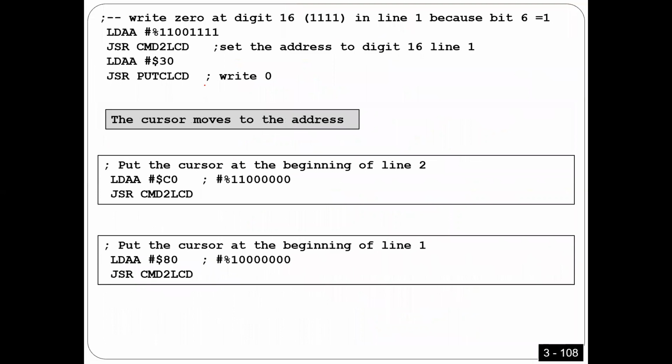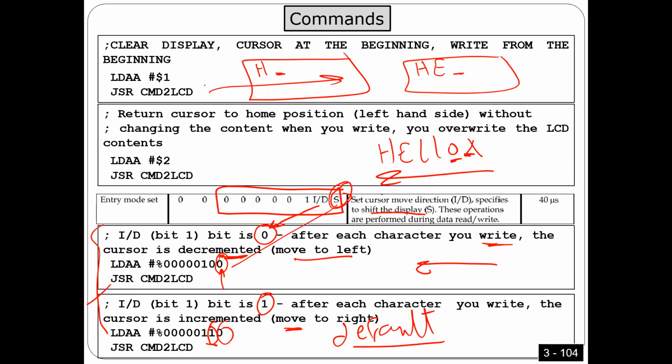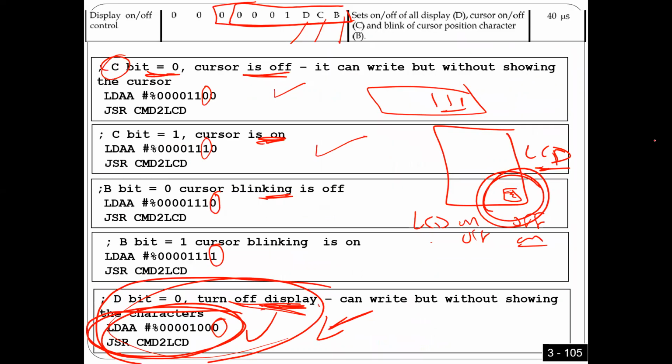So before I come to this, it is the last command I have. Let me summarize what I said in these commands, guys. Number 1, how can you clear the LCD? This command. Number 2, how can you return the cursor to the home position? This one. Number 3, do you need the cursor to move from right to left or left to right? Here I explained how you can turn the cursor on and off, how you can make it blink, and how you can turn the display on and off.